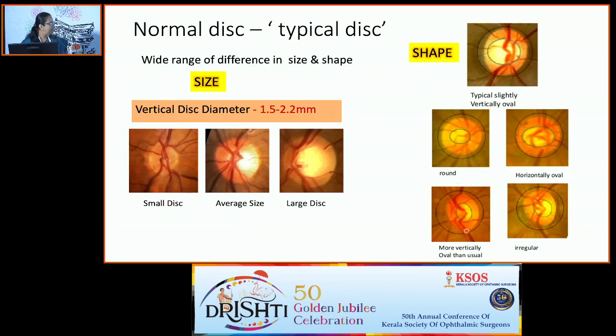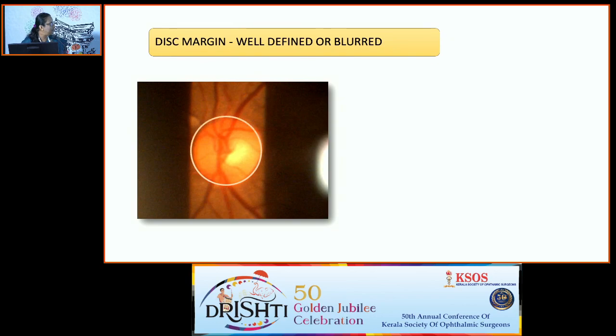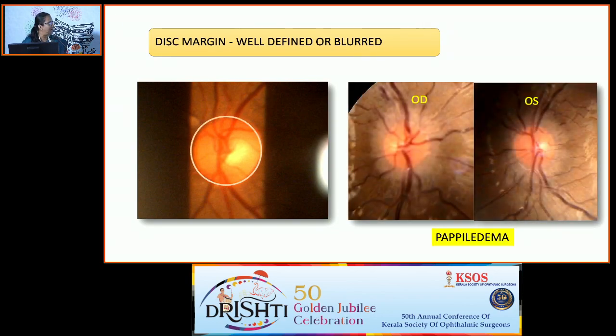Okay. Now, the size is a wide range one. You can have a small disc to a large disc, all of them normal, and the shape is usually vertically oval, but almost all the sizes shown here are normal. Now, look at the disc margin. You look whether it's well defined or blurred, as in papilledema.